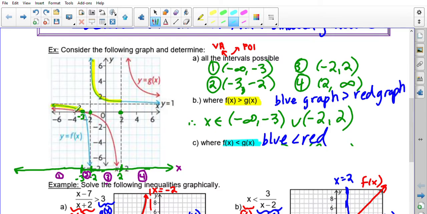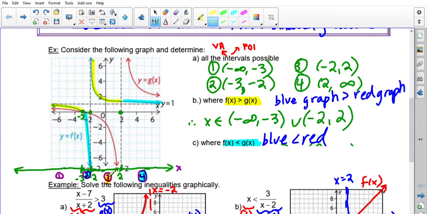So obviously not in this interval here. In this interval here, if you look very closely, I know it's hard to see, but between -3 and 2, you can see that the blue graph lies underneath the red one up here. So that's one interval. Not in this one. And then in this section here, I can see that the blue graph lies below the red. So the answers for this one, so that's going to be 2 and 4.